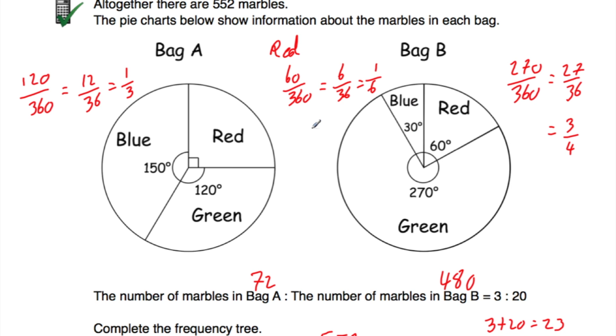And in terms of blue, blue is 30. So that's 30 degrees out of 360. Dividing both of those by 10 would be 3 out of 36. And dividing both of those by 3 would give me 1/12. So a 12th of the marbles are blue and a 6th of the marbles are red. Well, let's work out how many red there are, and then the rest would be blue.